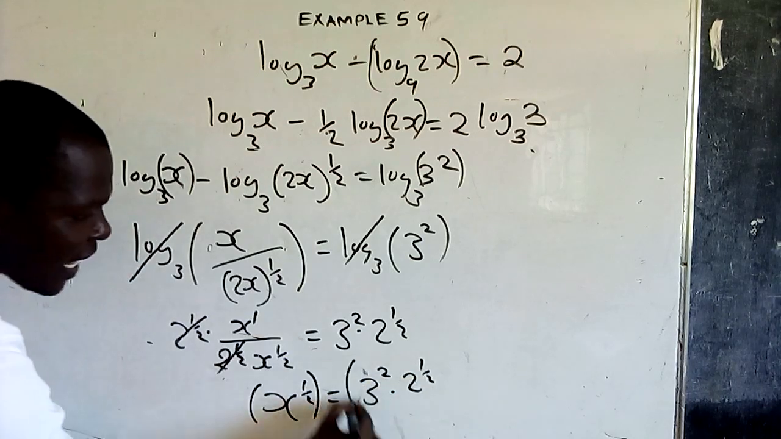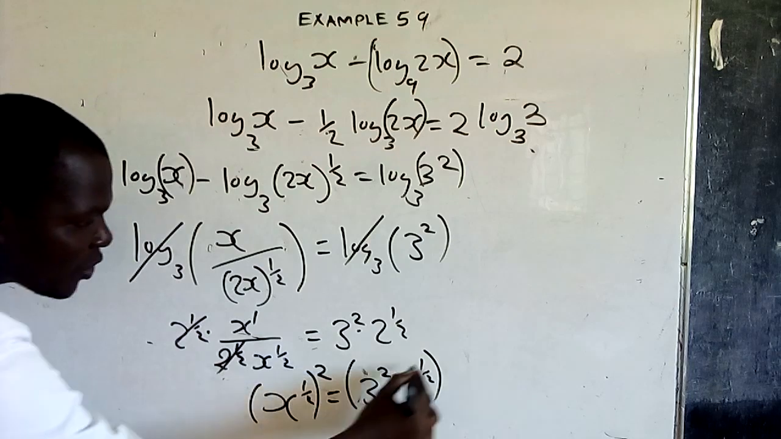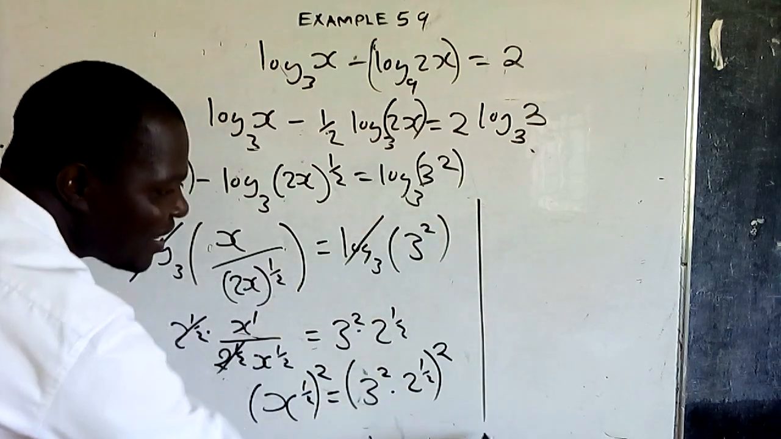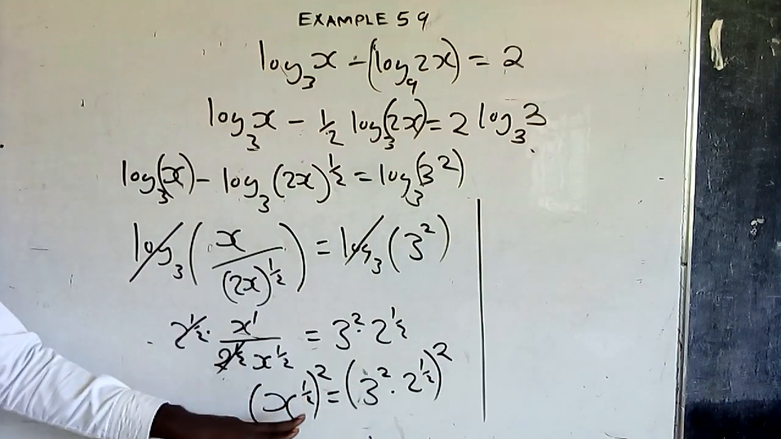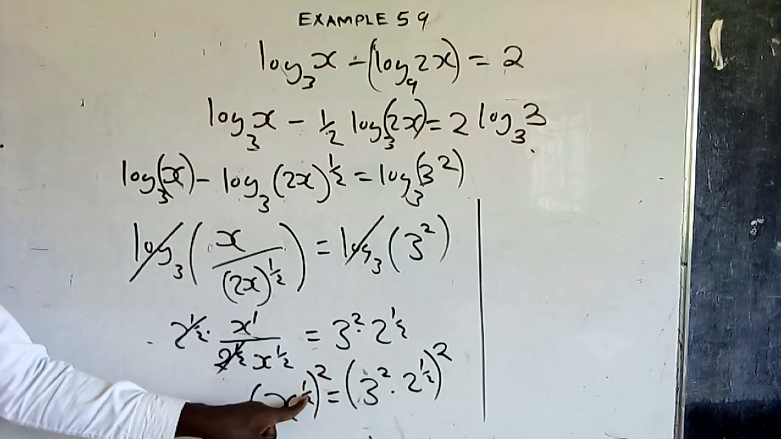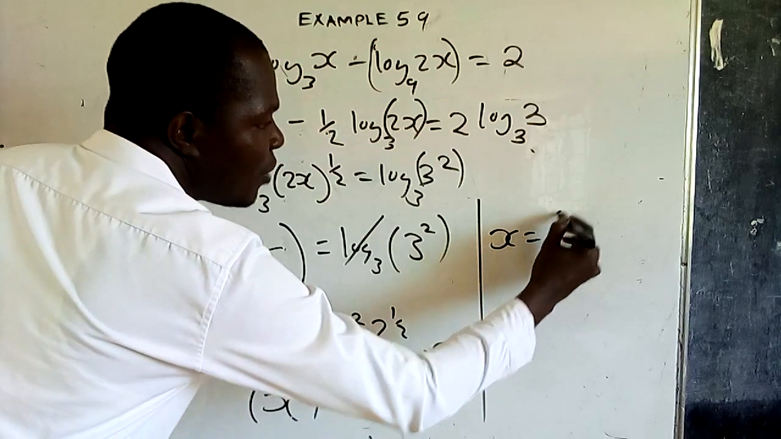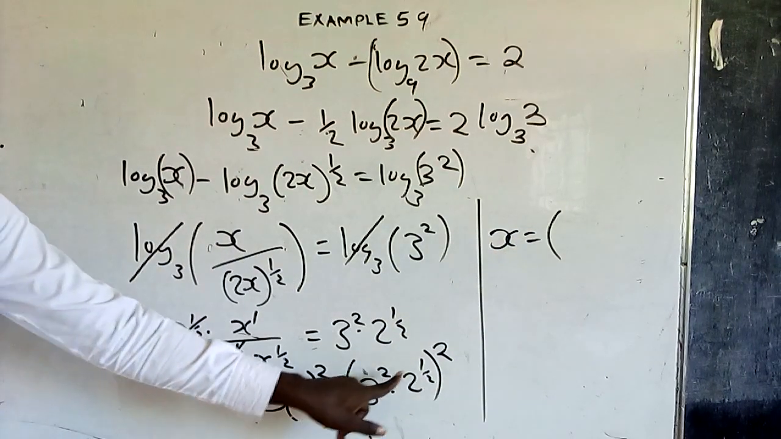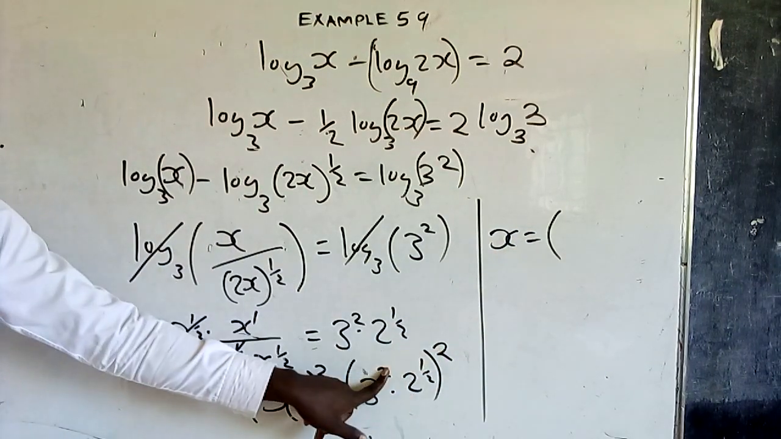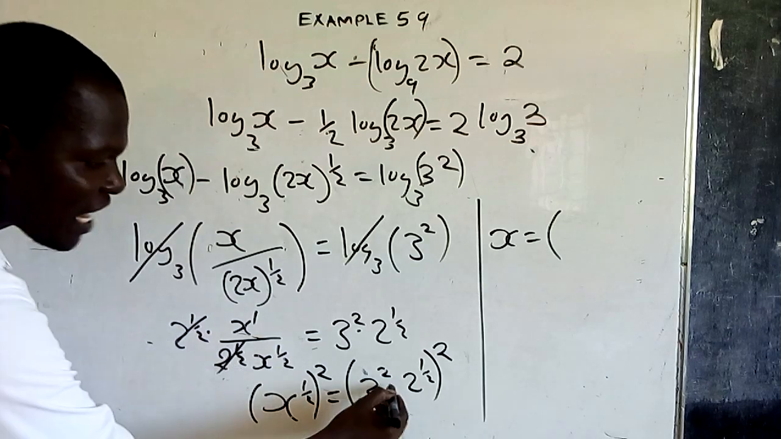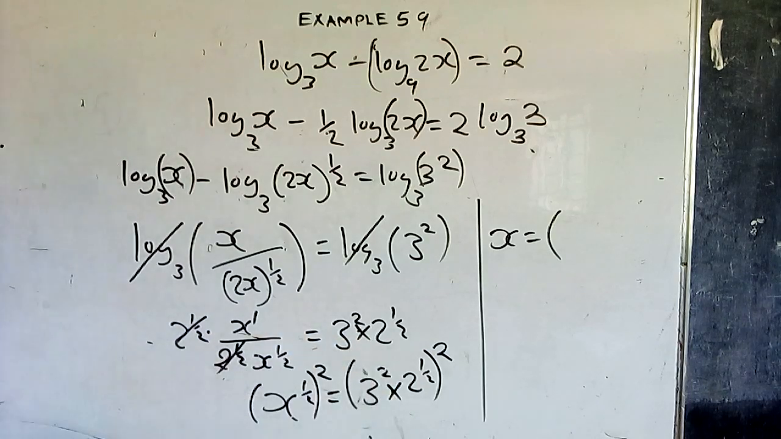So for you to get x, you raise both sides to power 2. That 2 times a half leaves you with x, equal to what? 3 raised to power 2, and this power outside multiplies all the powers inside because we have a multiplication sign. This dot is multiplication, remember. Laws of indices, isn't it?